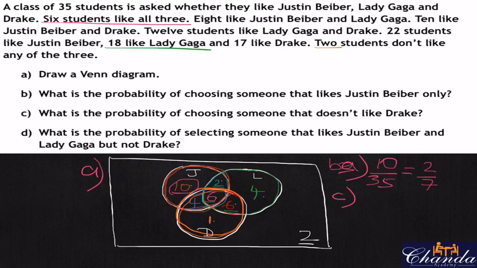Part C is, what is the probability of choosing someone that doesn't like Drake? So guys, we need to avoid this entire orange circle here. We need to avoid this entire orange circle. So all the numbers outside of it, so that's the 10, that's the 2 there, that's the 4 there, and the 2 there. So 10 plus 2 plus 4 gives me 16, plus 2 gives me 18. So 18 out of 35 is the probability of choosing someone that does not like Drake.